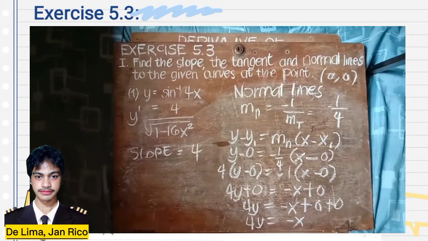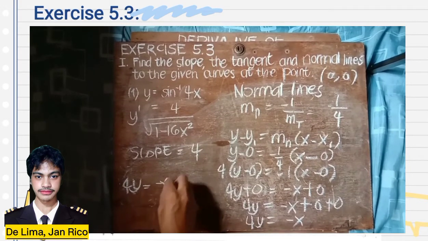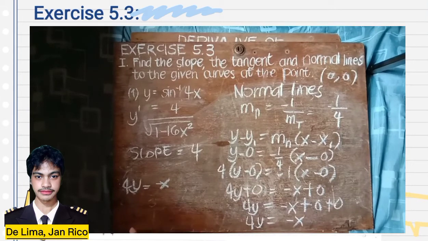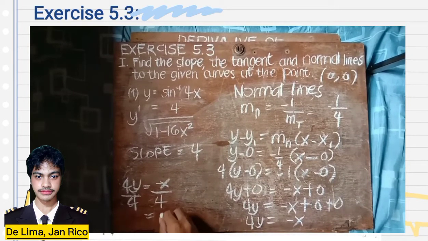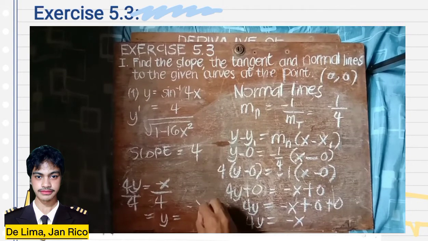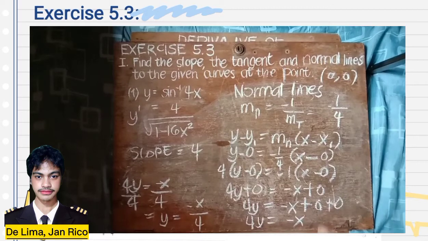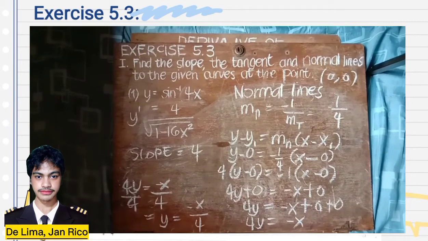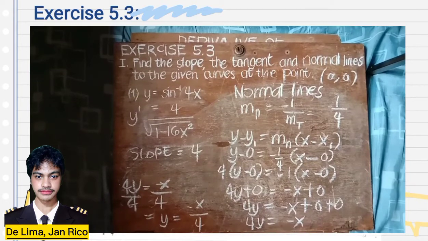Or 4y is equals to negative x. To get just the value of y, we divide both sides by 4. Which would then be equal to y is equals to negative x over 4. So that is the value for the normal lines, which is 4y is equals to negative x, or if we get just the value of y, this would be equal to y is equals to negative x over 4. So that is the normal lines.